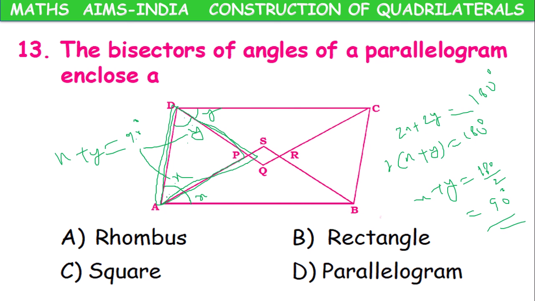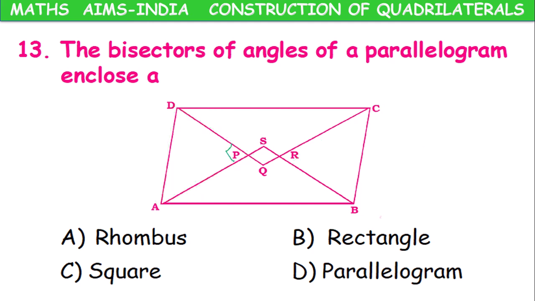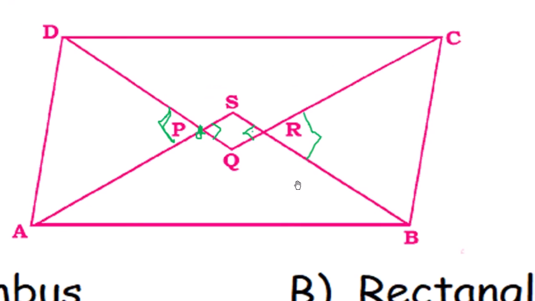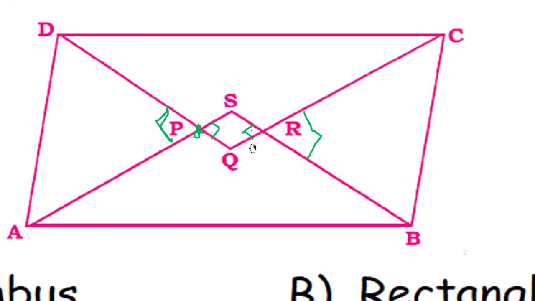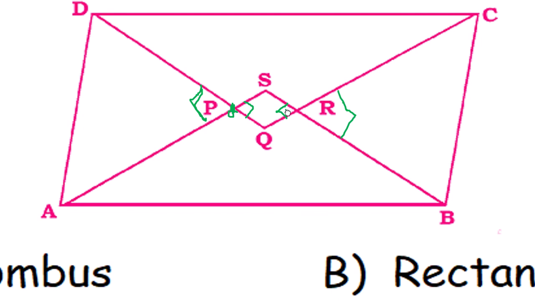But the sum of three angles in a triangle is 180. If these two add up to 90 degrees, then this will be a right angle. This will be equal to 90 degrees. In the same way, this angle also will be 90 degrees. So we get this angle 90 and this angle 90. At the same point, if this angle is 90, vertically opposite, this angle will be 90. In the smaller quadrilateral, this angle is 90, this angle is 90.